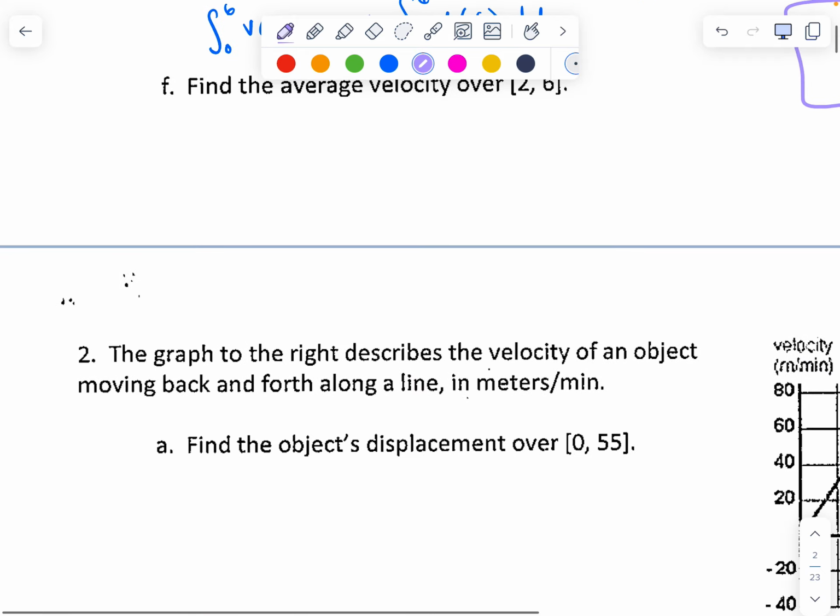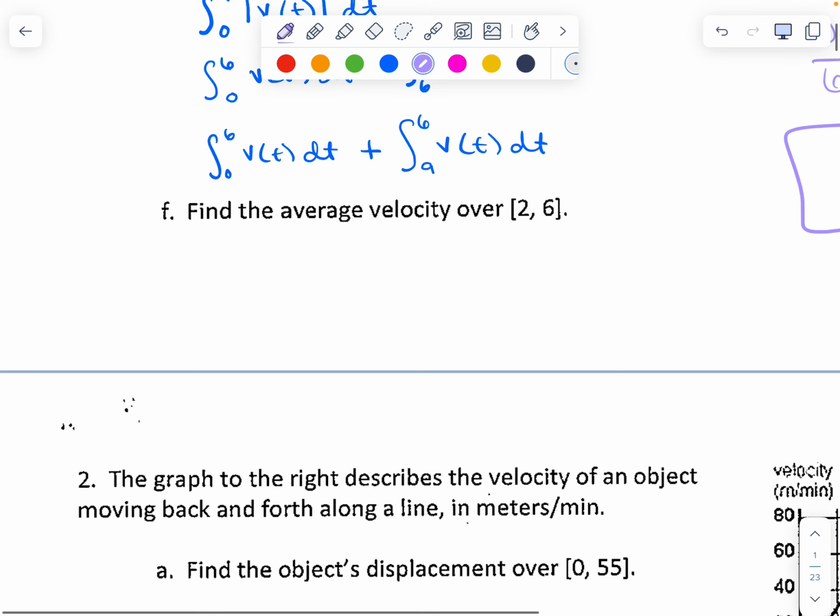So then average velocity is going to be the area of the integral, right? The area under the curve over the amount of time that was spent. So the formula for that one looked like this. So the average value is going to be 1 over b minus a. So that's the amount of time.